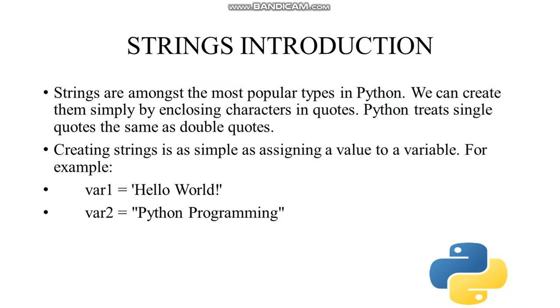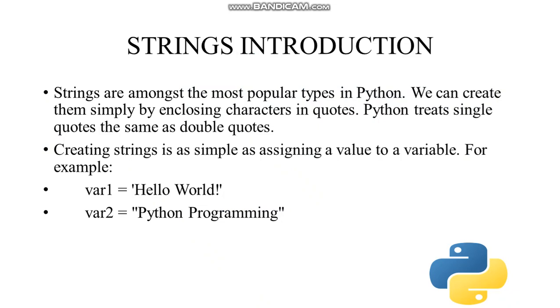Strings are amongst the most popular types in Python. We can create them simply by enclosing characters in quotes. Python treats single quotes the same as double quotes. That means both single quotes and double quotes are allowed in Python. Creating a string is as simple as assigning a value to a variable.